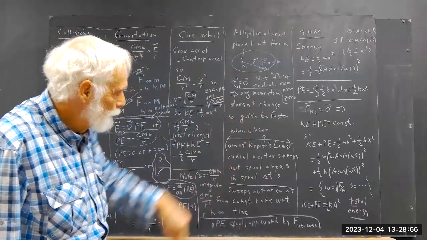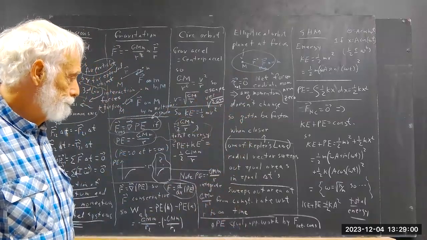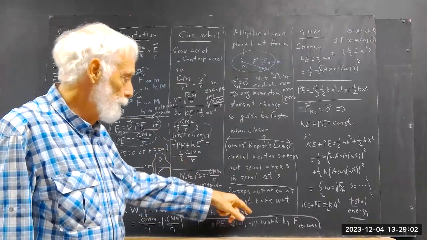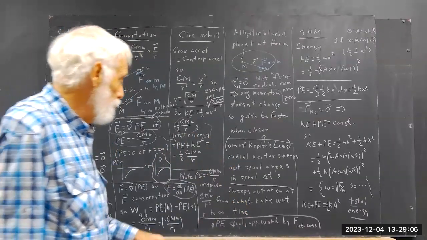One of Kepler's laws: a radial vector sweeps out area at a constant rate with respect to time. Equal areas in equal time.